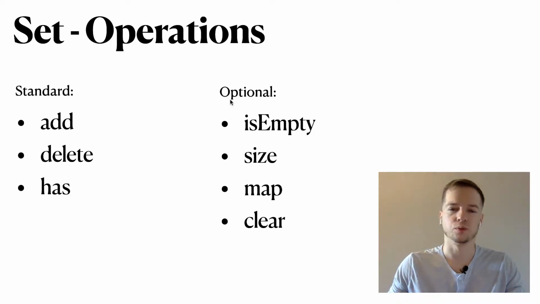So if you, for example, want to track the size of the set, then you just introduce a size property to count it. There can be isEmpty to check if it's empty or not, map to go through all the elements, and clear just to make it empty.